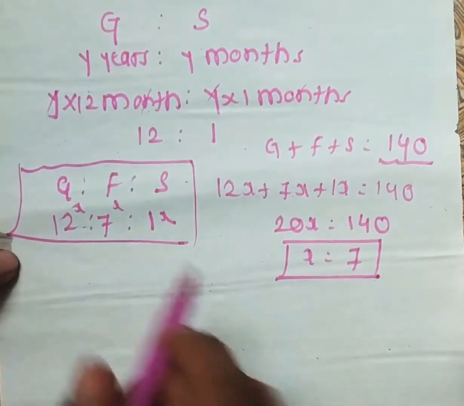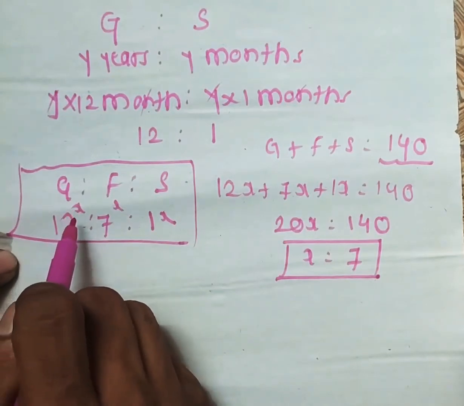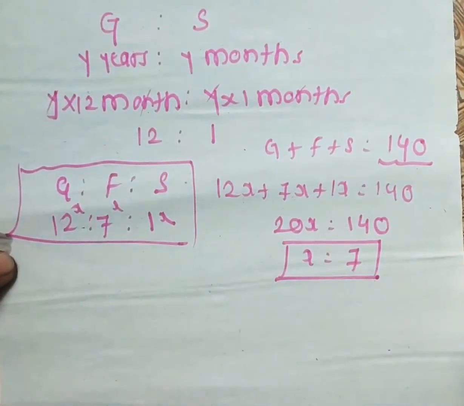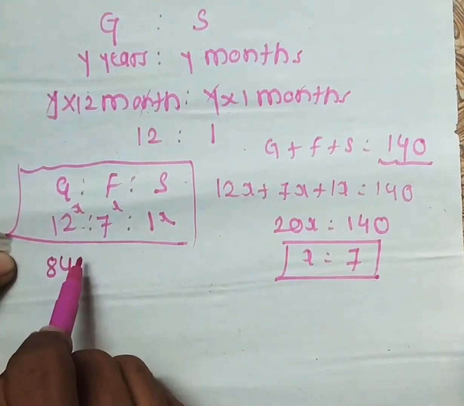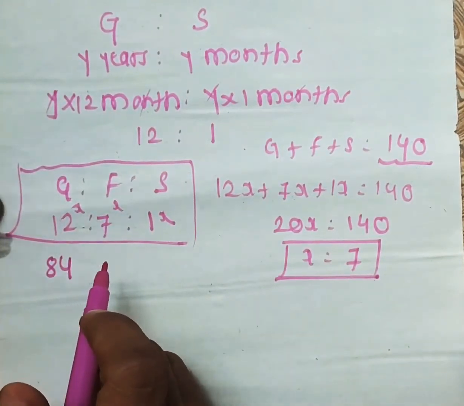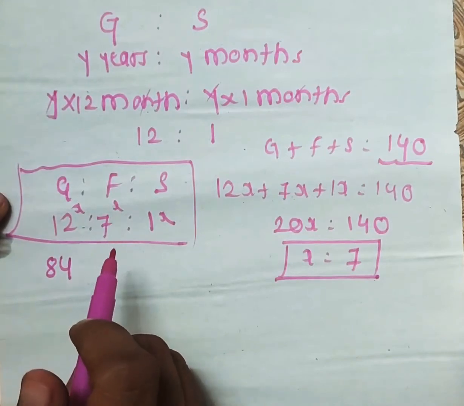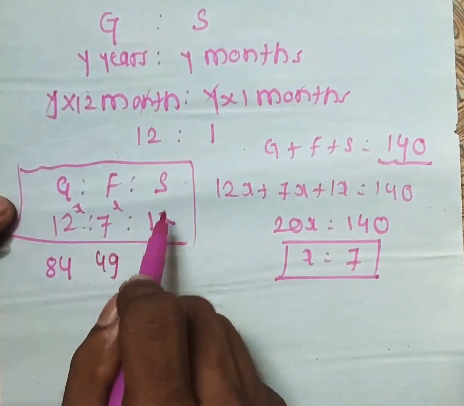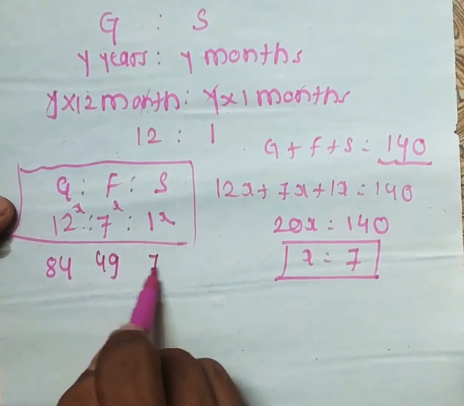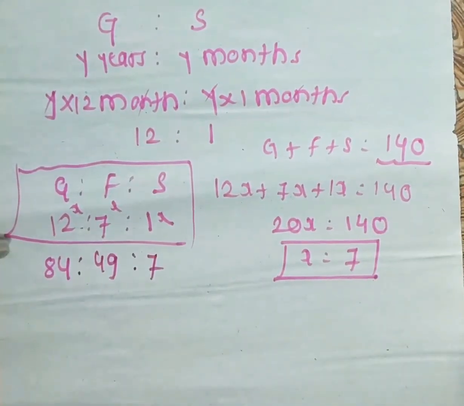For the grandfather it will become 12x, means 12 into 7. 12 7s are 84. So the grandfather is 84 years. For the father 7x, so 7 7s are 49, and the son is 1x, so 1 into 7 is 7. These are all the ages of these people.